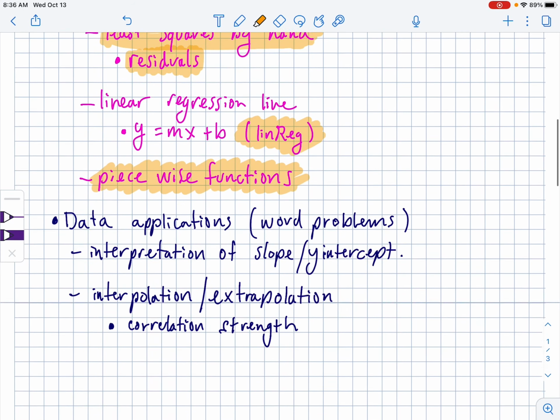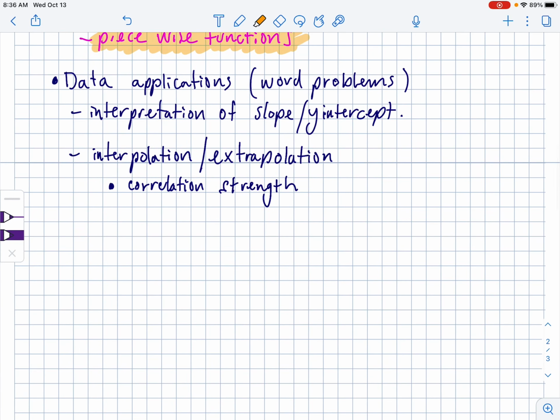Then your book threw in a little section on piecewise functions. So I suppose we could have a tiny problem on piecewise functions. The last thing, I'm calling it data applications, but that's just a fancy term for word problems.